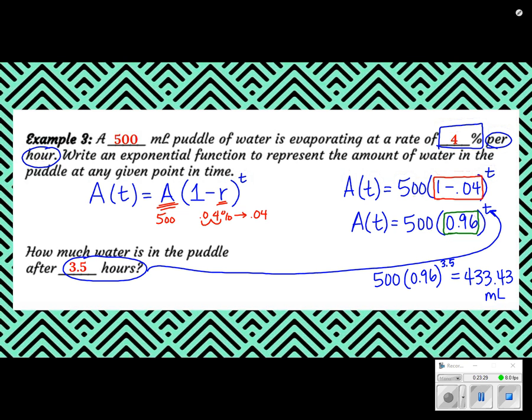But order of operations always. So we got 433.43 milliliters of water left in our puddle. Let's do another one.